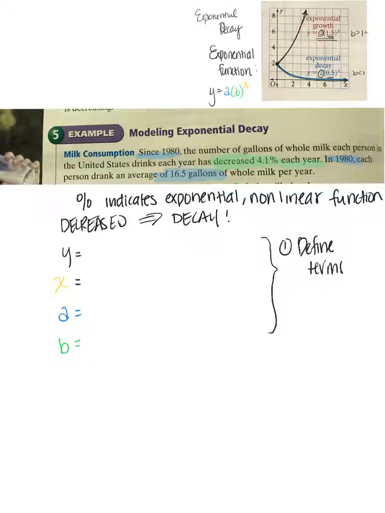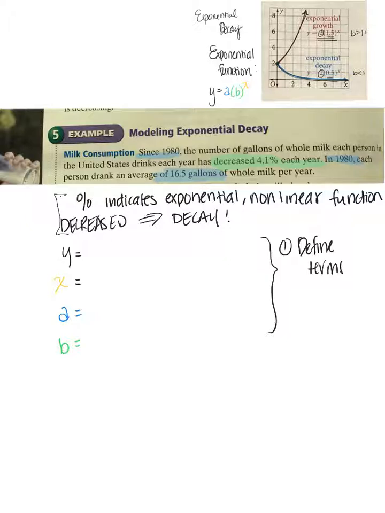And I know that it's decreasing 4.1% each year. So since it's decreasing by a percentage, I'm dealing with an exponential decay. Decay because it's decreasing, exponential because it's a percentage. So the first thing that I have to do when I'm solving a word problem is always going to be to define my terms. I have to know what kind of function I'm dealing with. And again, these are some little helpful pointers. But then once I know I'm dealing with an exponential function, the next thing is to define my terms.